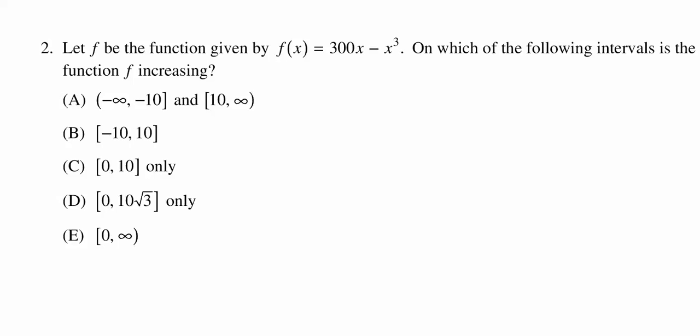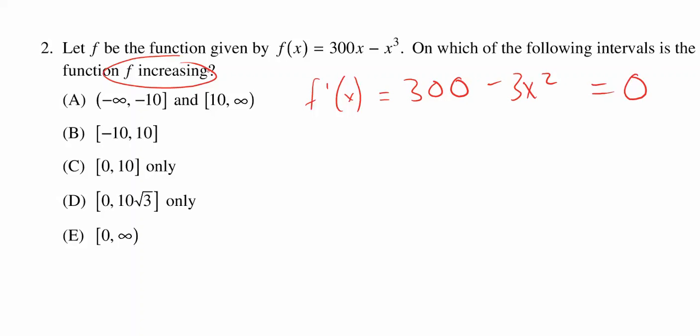All right, let's look at number 2. Let f be the function given by f of x equals 300x minus x cubed. Where is it increasing? All right, so where is it not increasing? Where is it decreasing? What we're looking for is the derivative, and the easiest thing to do is set our derivative equal to 0, our derivative, just a power rule. If we set our derivative equal to 0, that's going to tell us where it's not increasing or decreasing, and then we can use our first derivative test.